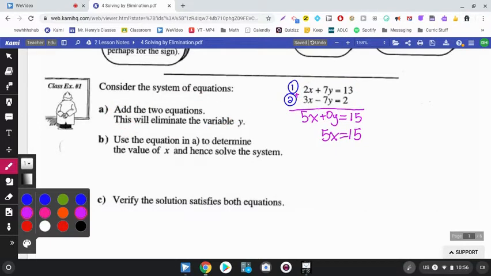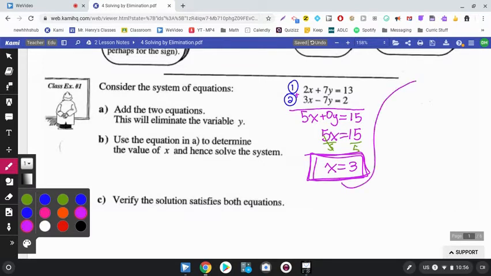Okay. Now, it says use the equation to determine the value of x. Hey, I can solve this. Divide by 5. Divide by 5. That's a single variable. It's a really quick solve. 15 divided by 5 is 3. Awesome. Well, there's one of my pieces. I know when I solve a system, I need the x and I need the y. And I happen to find it pretty easily.